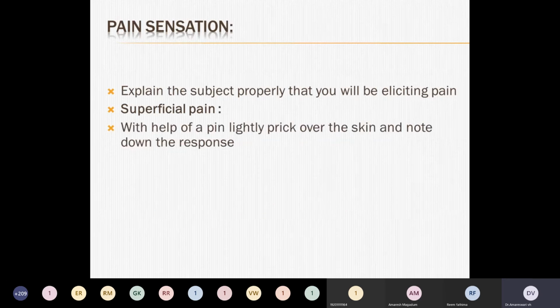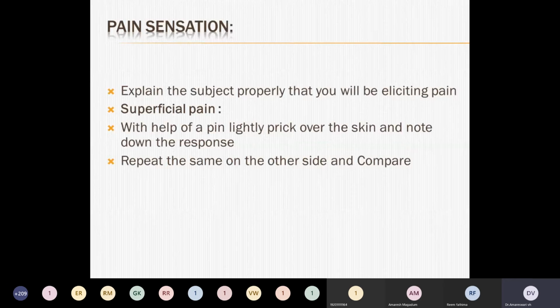There are two components, superficial pain and deep pain. For superficial pain, take a head pin and lightly prick over the skin and note down the response. Repeat the same on the other side and compare.